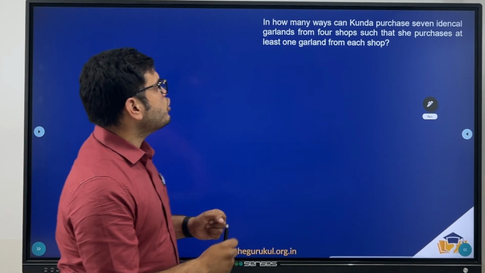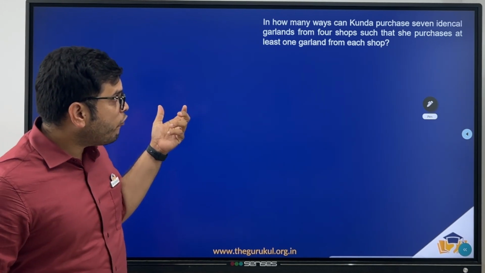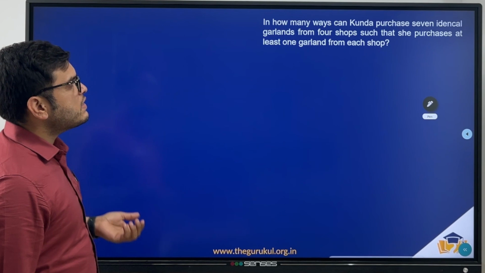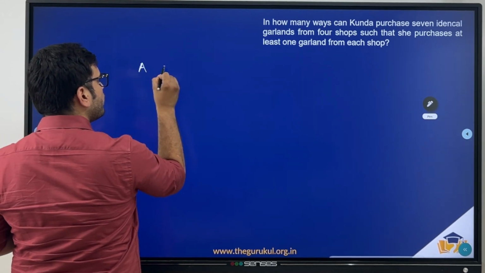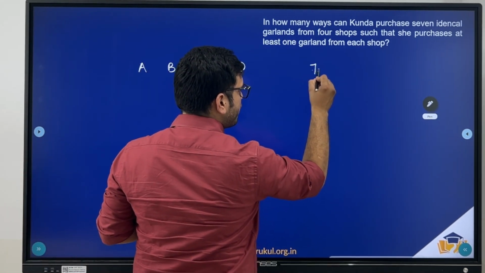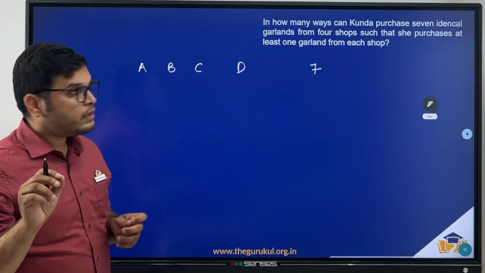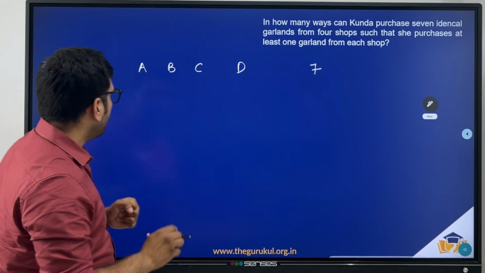Now coming to the fourth question, in how many ways can K purchase 7 identical garlands from 4 shops such that she purchases at least 1 garland from each shop? Now let the 4 shops be A, B, C and D. Now she has to purchase a total of 7 identical garlands, and it is also given that she has to purchase at least 1 garland from each shop, right?